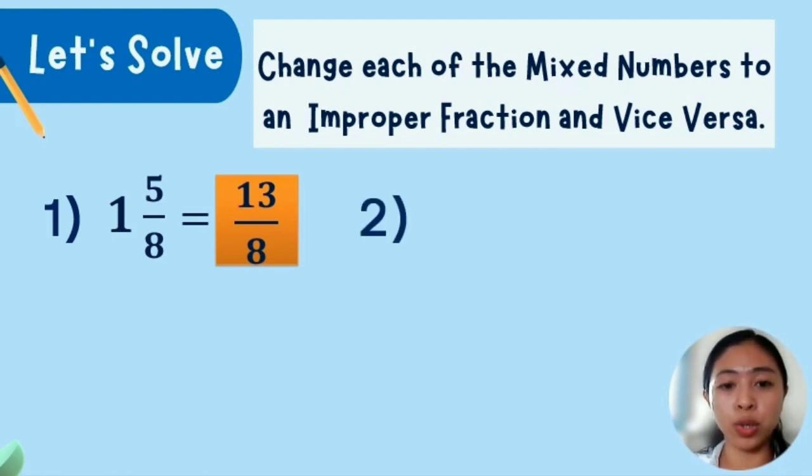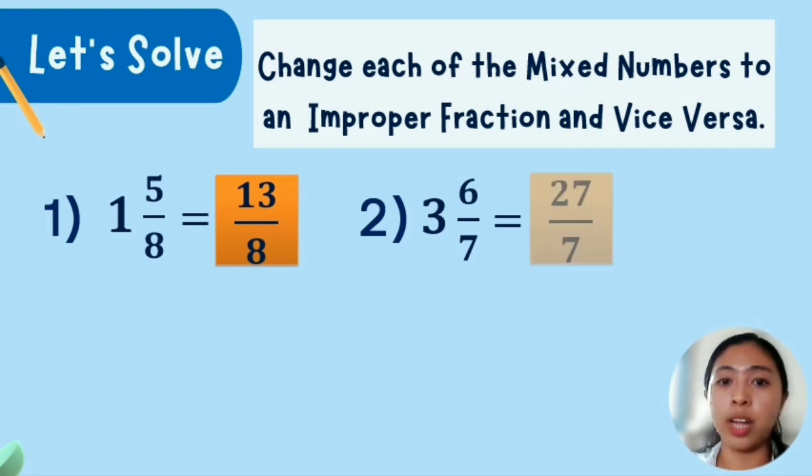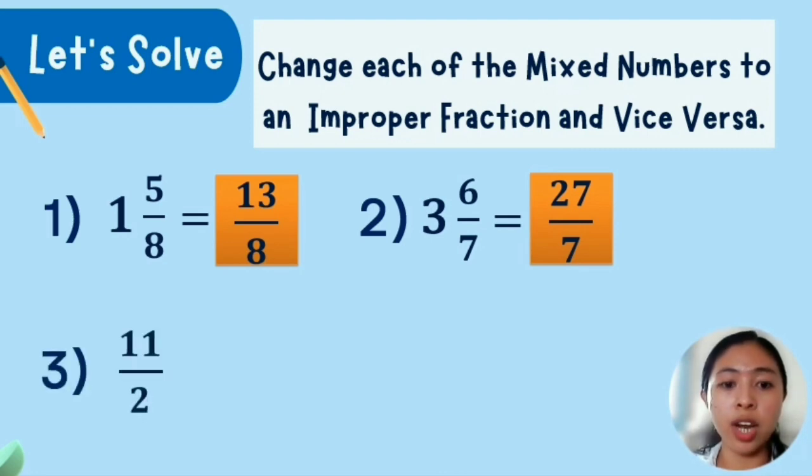Okay, for number 2, the given is 3 6/7. So we multiply. 7 times 3 is equal to 21. 21 plus 6 is equal to 27. So the answer is 27/7. Let's try to solve number 3. The given is an improper fraction 11/2. So let's try to change it to a mixed number.